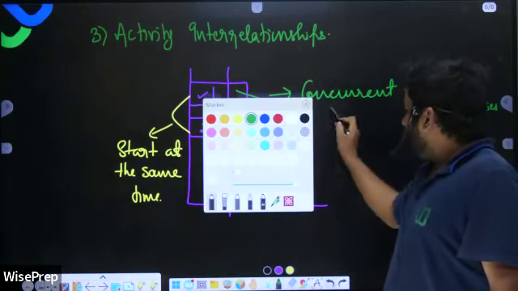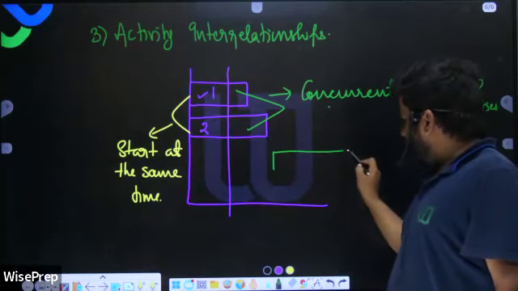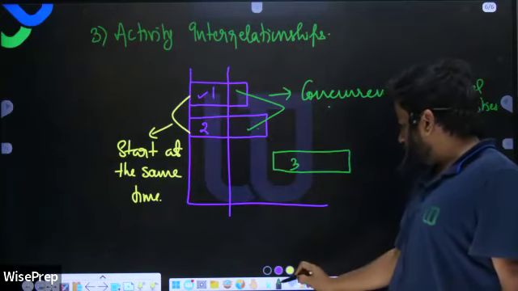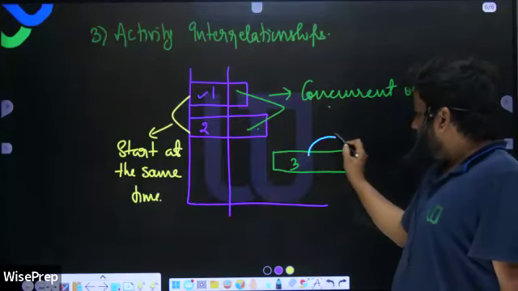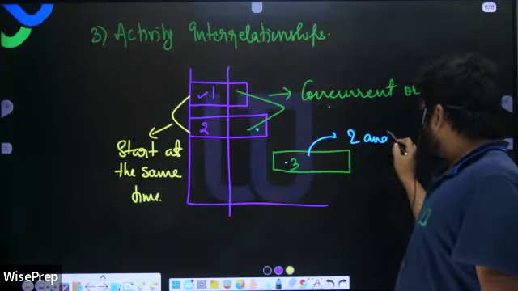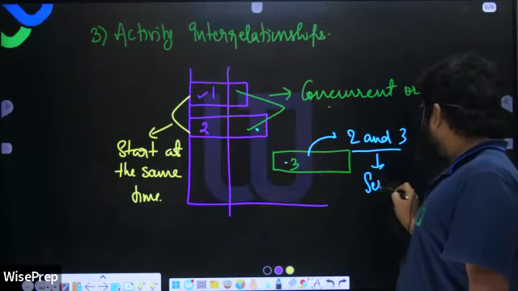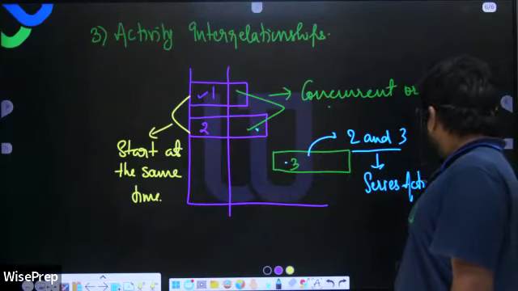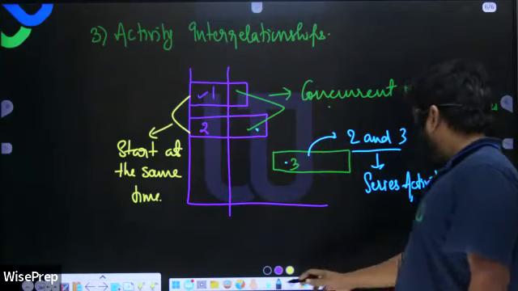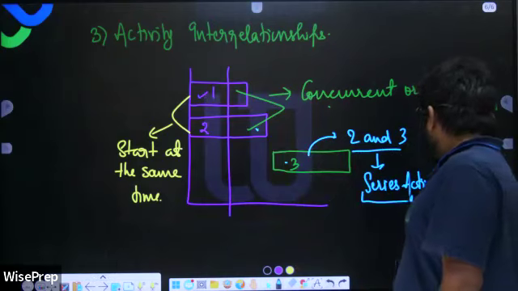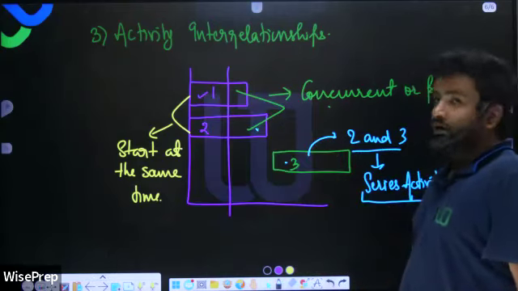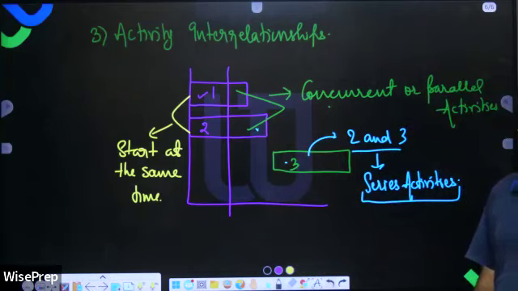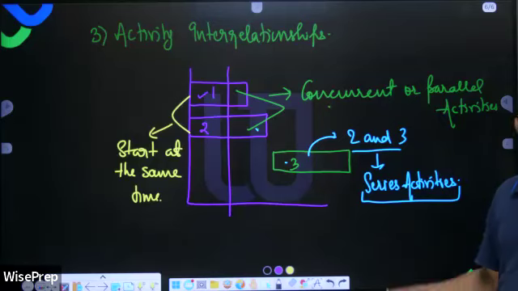All right. Now let's see here. I'm saying the third one. This third one started after the completion of two. So this becomes 2 and 3 series activities. Series activities. So obviously these activities are performed only after the completion of some other activities.